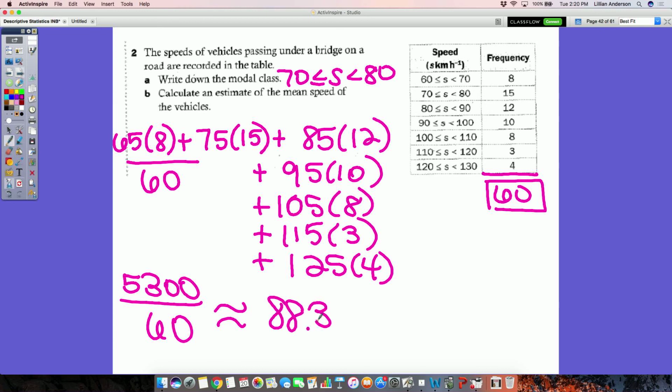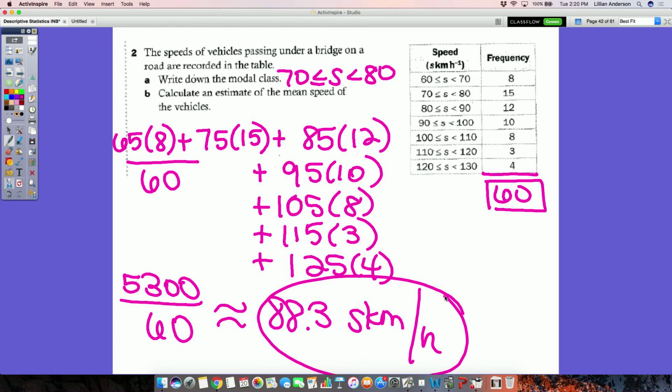88.3 SKM per hour. There you go. Easy, right? You just got to remember, find your midpoints, multiply them by your frequencies, add them all up, and that's your numerator. You divide it by your total frequency, which is your denominator, and then you'll get your mean.